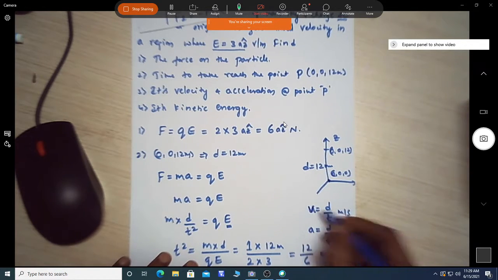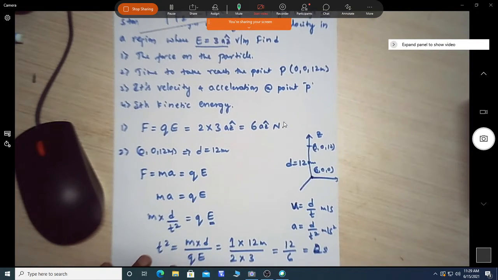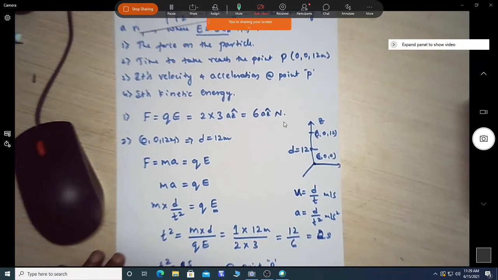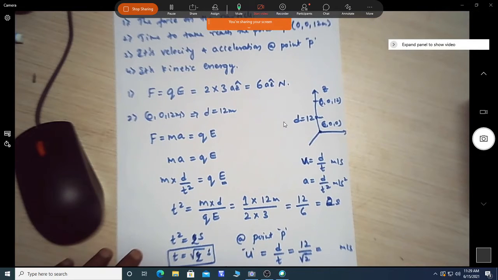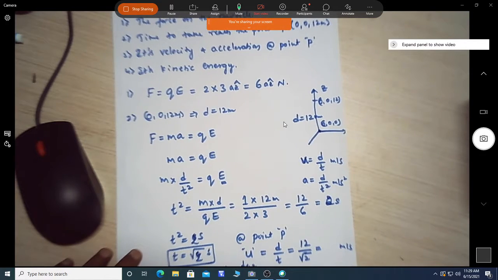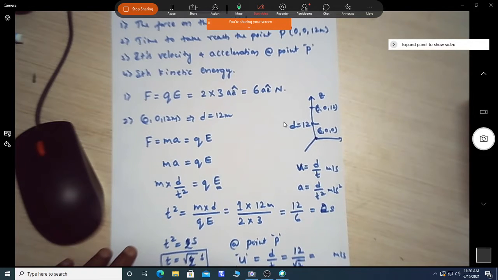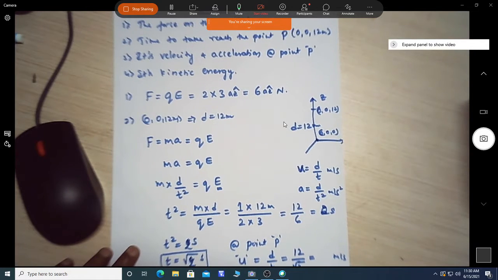So we can take this as u. In our discussion we have taken the velocity as u. Okay, so this will be nothing but 12 by root 2. So we can get this value in meter per second. Similarly we can get the value of acceleration, that is acceleration equal to distance by time square. So we can put 12 by 6, which is equal to 12 by 2, which is equal to 6 meter per second square.